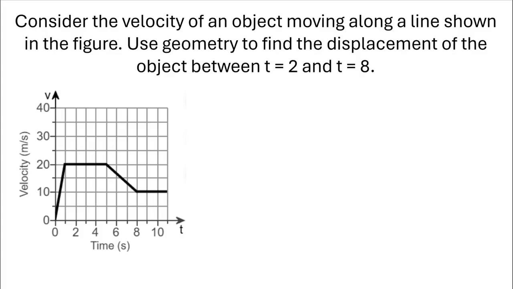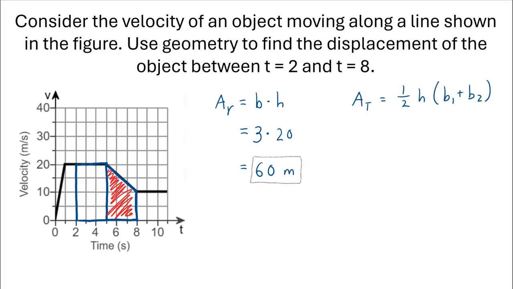In the second part, we're asked to use geometry to find the displacement between 2 and 8. That's equivalent to finding the area of this shape. That shape can be divided into two geometric figures, a rectangle and a trapezoid. Let's find the area of the rectangle first. The base of the rectangle is 3 units and the height is 20 units. So the area of that rectangle is 3 times 20, which is 60 meters.